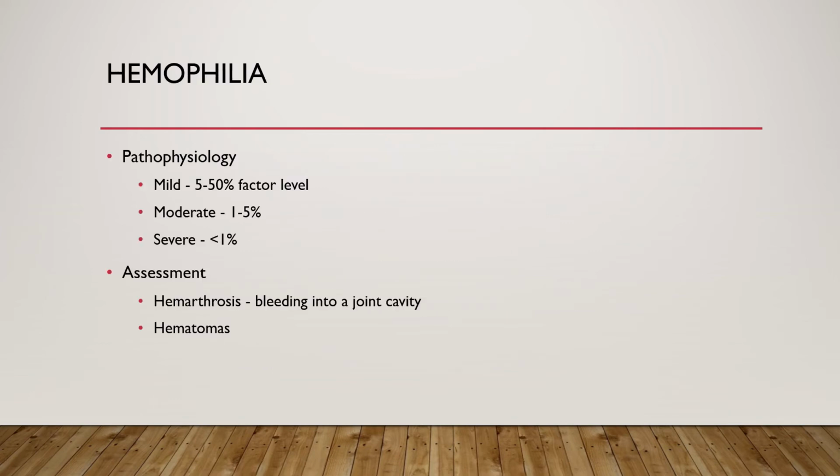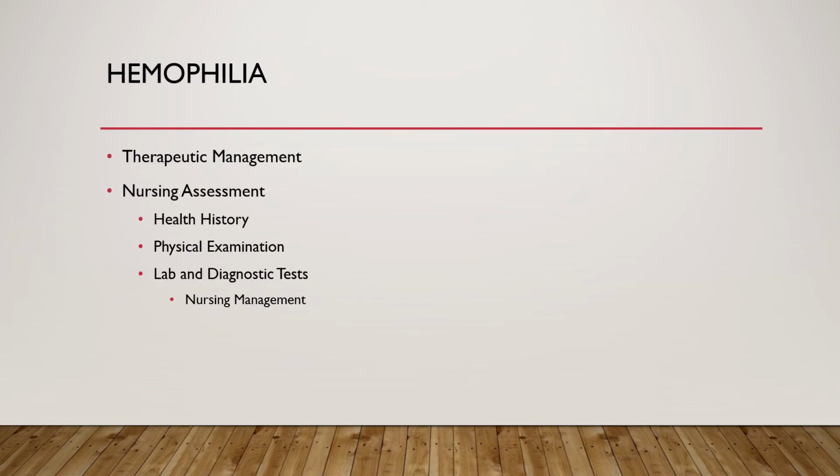Mild is 5 to 50% of their factor. They have that is considered mild. 1 to 5% is moderate, and if they have less than 1% of the factor that they need, then it's called severe. And what happens is these kids get injured, and then they'll start bleeding. So imagine a toddler who's walking and falls down, hits their head or their knee or their elbow. This can cause a big bleed problem, and these children can actually die if it's at the head. So they give them factor.